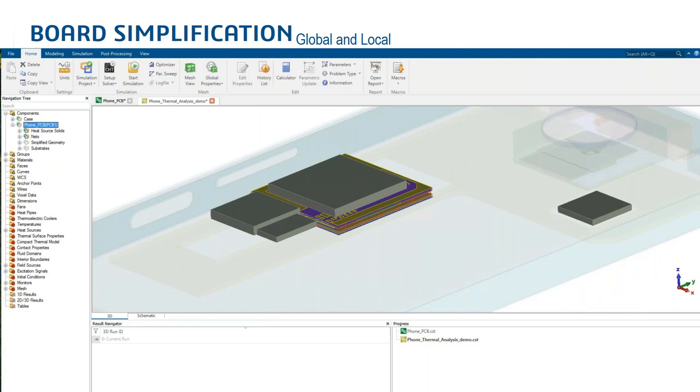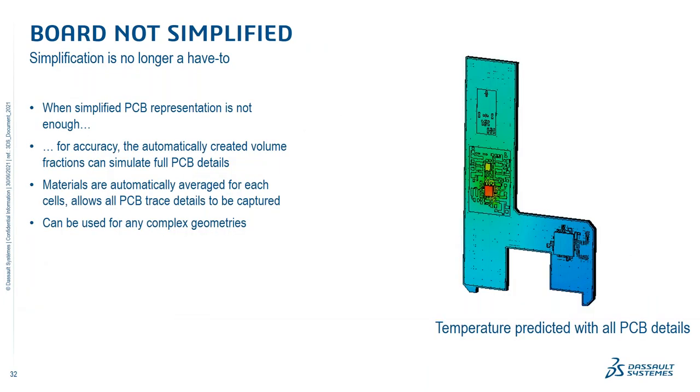Now, sometimes if this level of details is not sufficient, you do want to model the full PCB with the entire enclosure, the entire device. What can you do? It's easy. What you can do is not simplify. Yeah, it's quite surprising. Most times PCBs do need to be simplified to be able to actually run and mesh. But in version 2022, which is the version we have right now in CST, you don't have to.